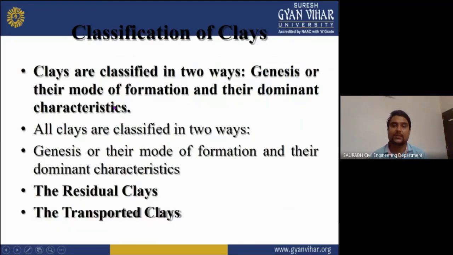Now we will see the classification of clay. Clay is classified in two ways. First is genesis, or their mode of formation, and second is their dominant characteristics. Under genesis, the first one is residual clay and the second one is transported clay. So if anybody asks you what the classification of clay is, you can answer from here. Clay is classified into two parts: first residual clay and second transported clay.